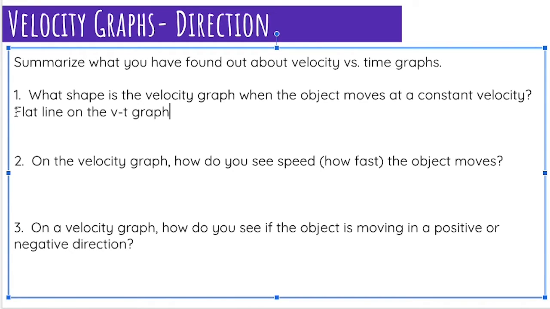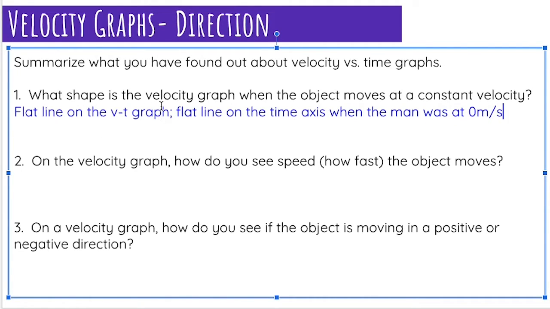All right, and let me just make this a different color so that you can see it easier. All right. And so it's also flat line on the 0 meters per second, so flat line on the time axis when the man was still, or when the man was at 0 meters per second. So when he wasn't moving, there was a flat line right on the time axis.